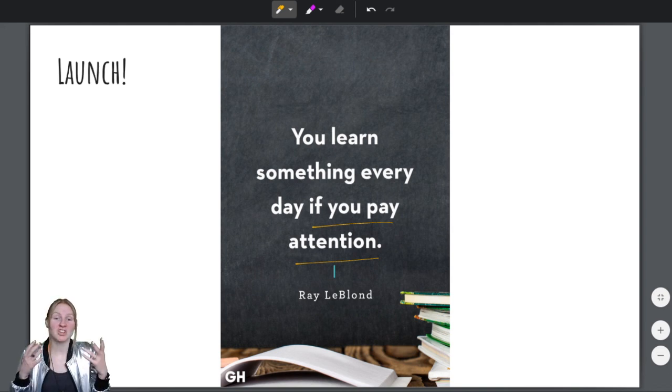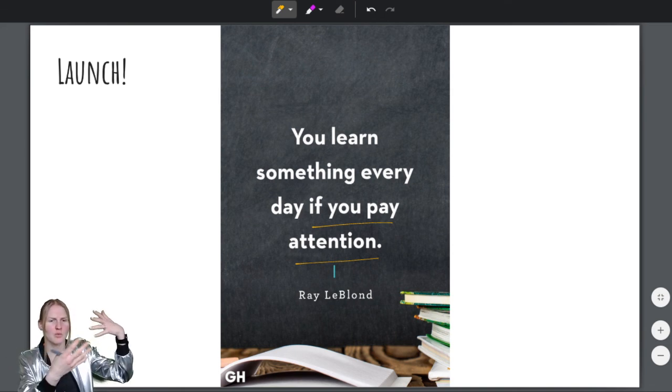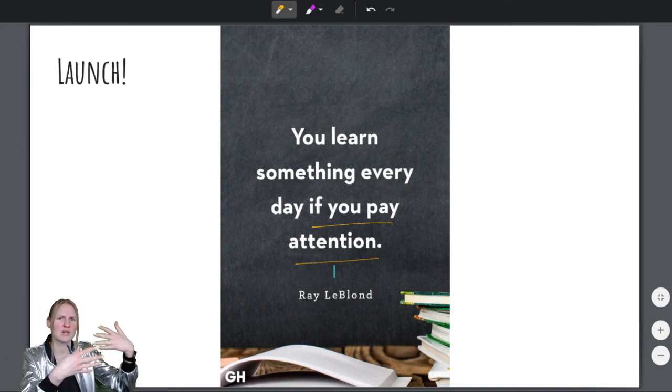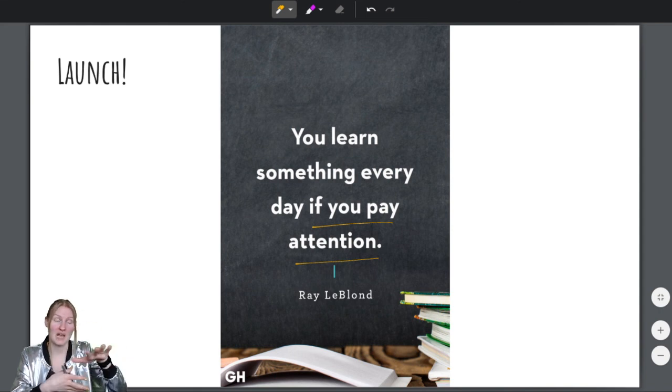So what is it that you want to pay attention to? What is it that you want to learn? Do you want to learn more math? Pay attention to math. Do you want to learn more about how people interact with each other, how people react to different things? Pay attention to people and how they react. What is it that you want to learn about? That is what you want to pay attention to.